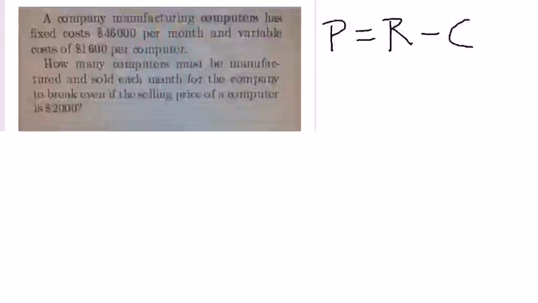A company manufacturing computers has fixed costs of $46,000 per month and variable costs of $1,600 per computer. How many computers must be manufactured and sold each month for the company to break even if the selling price of a computer is $2,000?